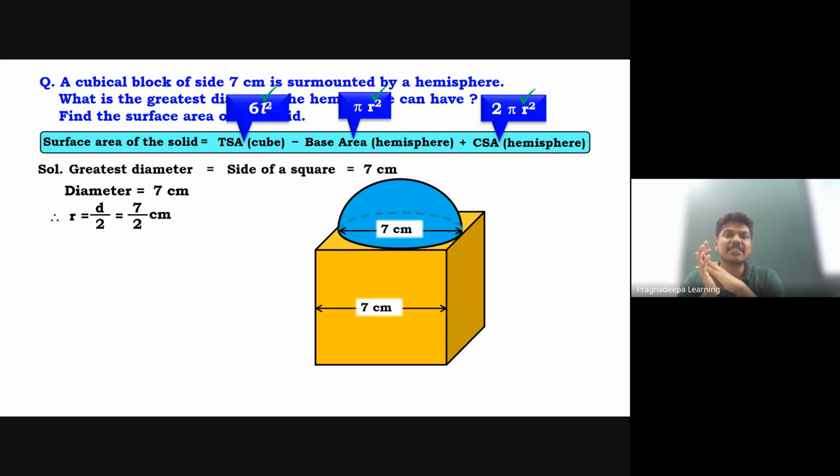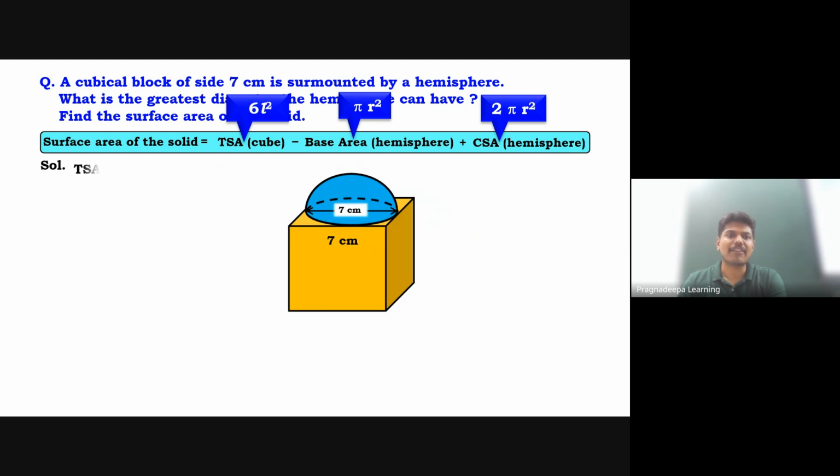So what we are left with? We are left with substitutions. That's all, right? So as I mentioned, what you can do is you can do the simplification separately or you can do all at one stretch. That's up to you guys. So we know the side of the cube. We know the radius of the hemisphere. We know the radius of the circle. That's enough to complete the problem.